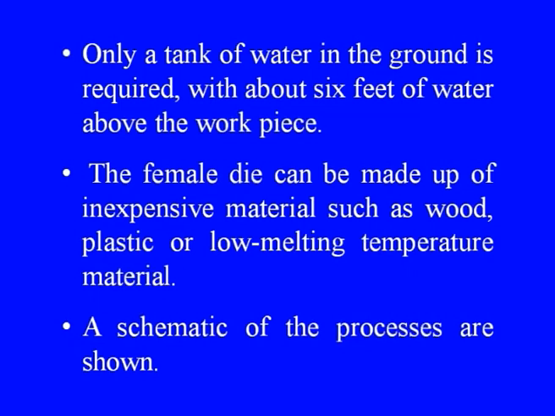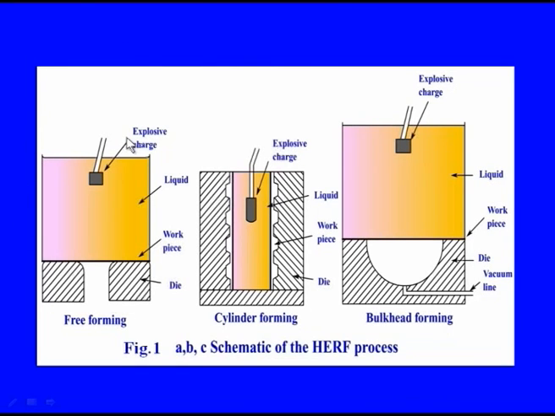Only a tank of water in the ground is required with about 6 feet of water above the workpiece. The female die can be made up of inexpensive materials such as even wood, plastic, or low melting temperature materials. A schematic of the processes is shown like this. This entire process is shown on the screen.